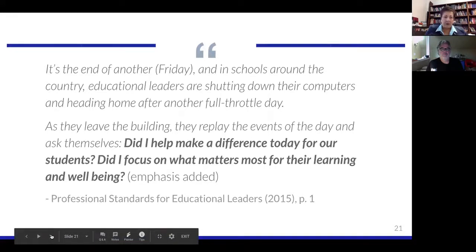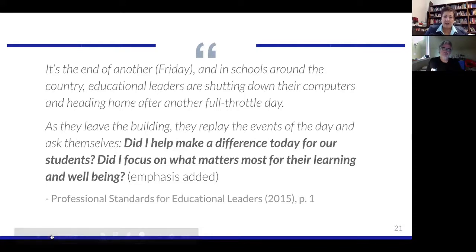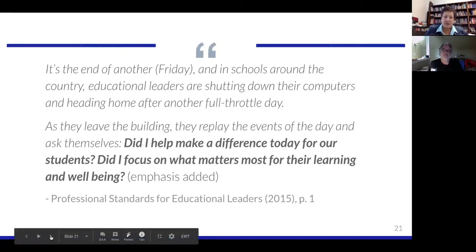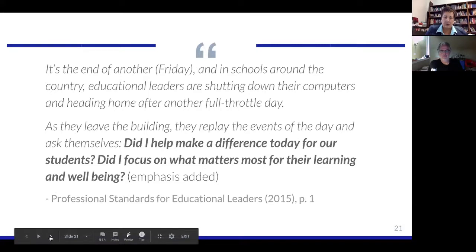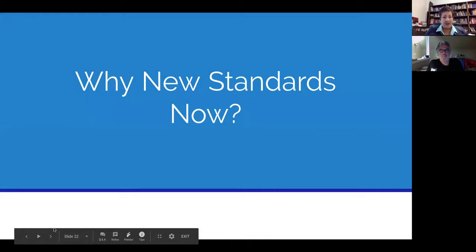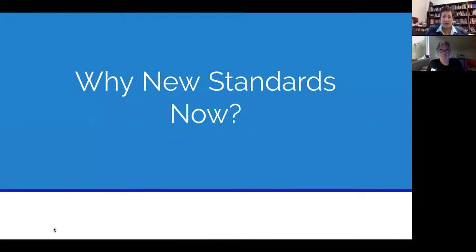On a personal level, that's what PSEL standards can mean for you as a busy school leader, a school leader who cares about her students and about the impact that she's having on students every day. So I tend to personalize the standards a lot and think about what they will mean for those leaders in the field who are out there on a daily basis trying to make an important difference. But that also begs the question, why new standards now?